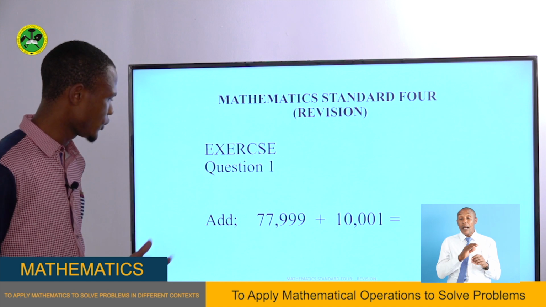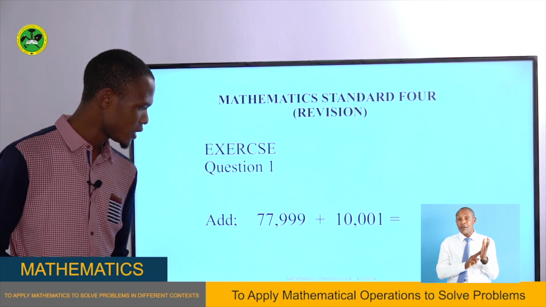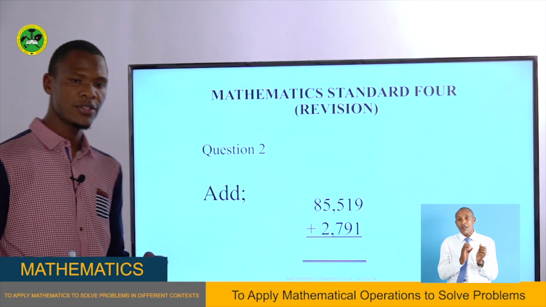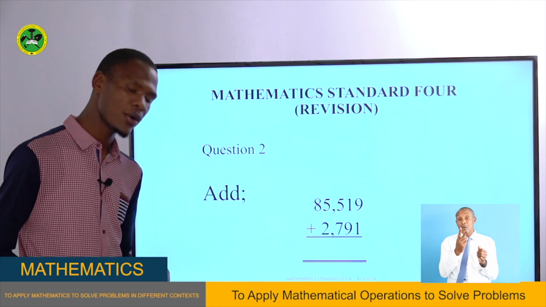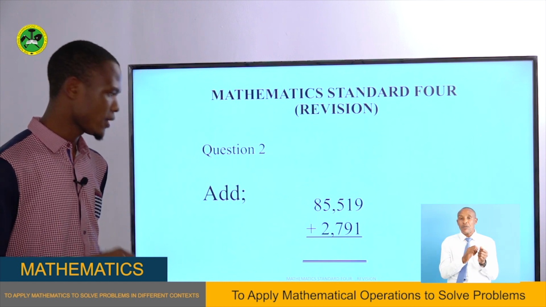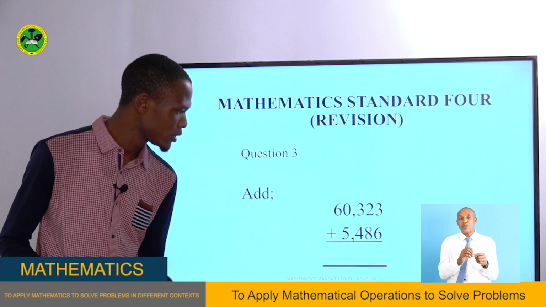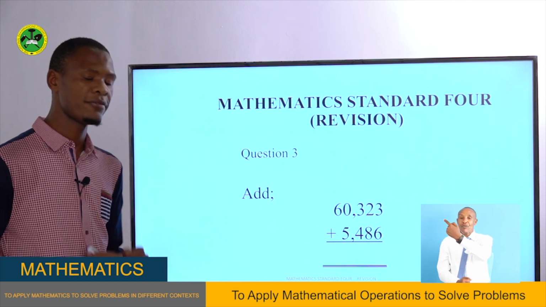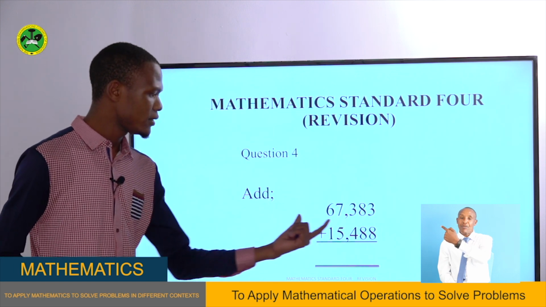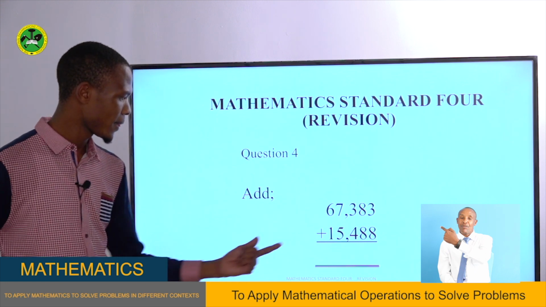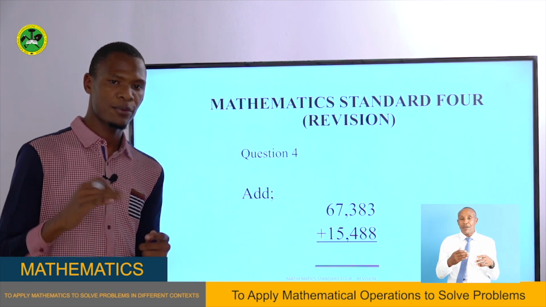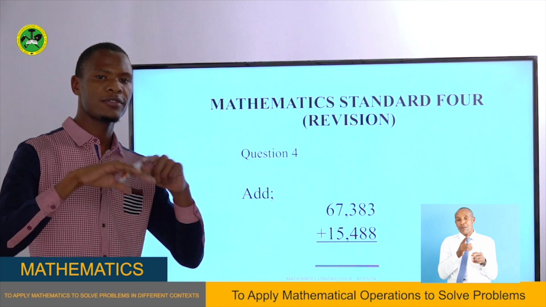Yes, this is exercise question number 1 reads, add 77,999 plus 10,001. Second question, add 85,519 plus 2,791. The third question, add 60,323 plus 5,486. And the last question is, add 67,383 plus 15,488.